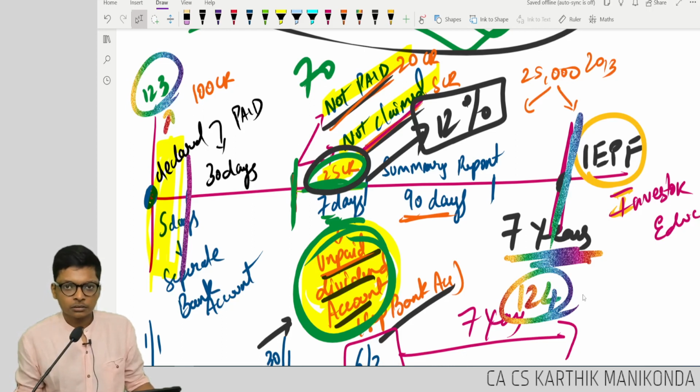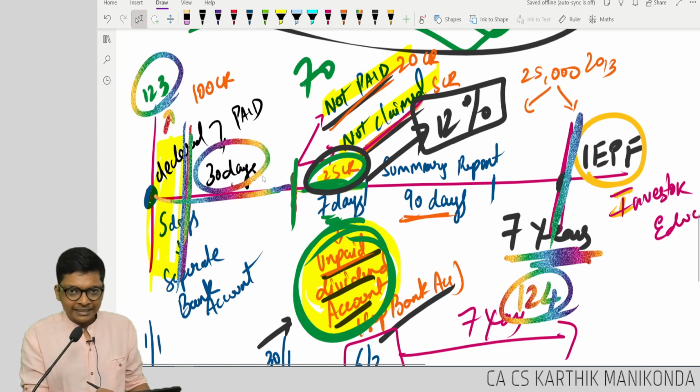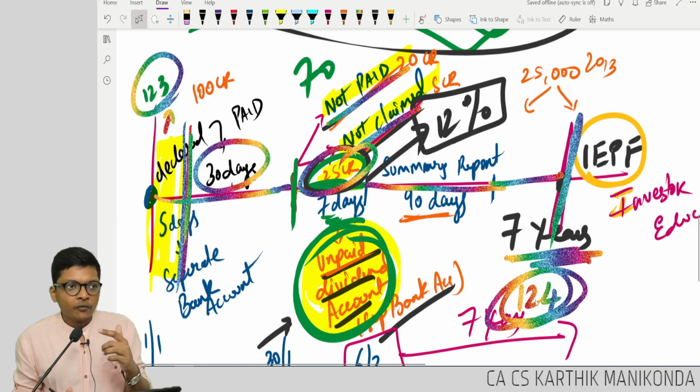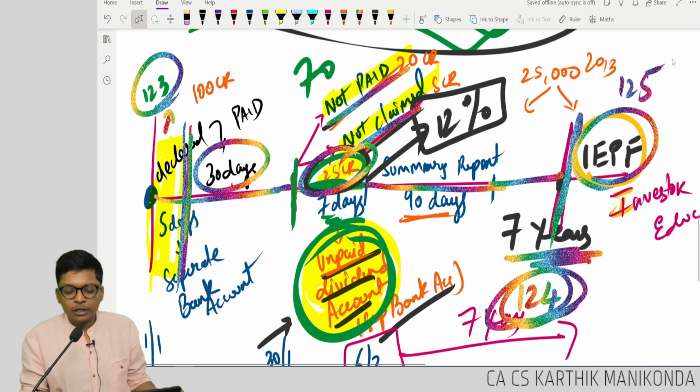Following guys, the concepts after 5 days, dividend should be paid within 30 days. If not paid or unclaimed, transfer to unpaid dividend account in 7 days, then 90 days, then 7 years. All this is section 124, unpaid dividend account. After this, IEPF, what section? 125. Are you following? Everybody with me guys?